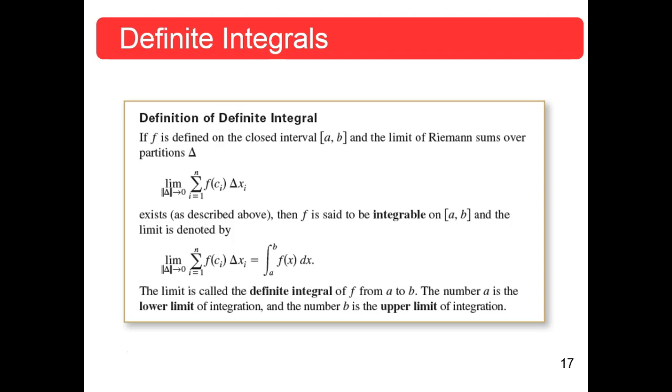So here's the definition of definite integral. f is defined on the closed interval a to b. All it needs is to be defined. And the limit of the Riemann sums over the partition delta. The limit is that norm of that partition approaches 0 of that summation f of c sub i delta x. Okay? That limit exists, as described earlier, then f is said to be integrable over the interval a to b.